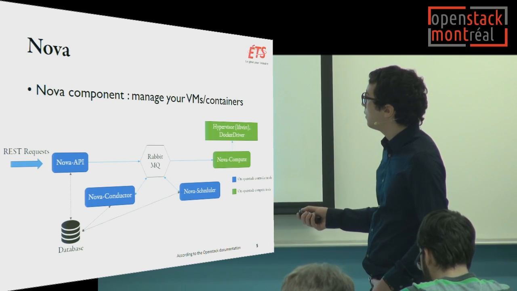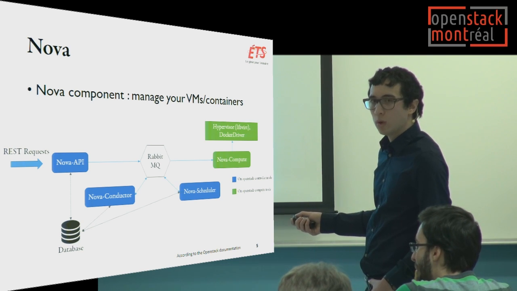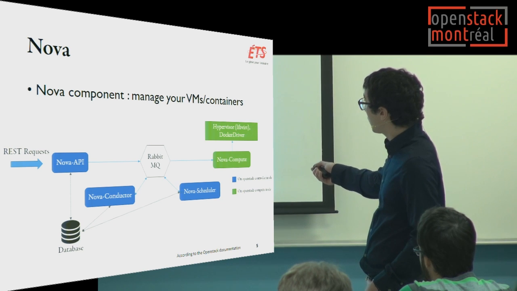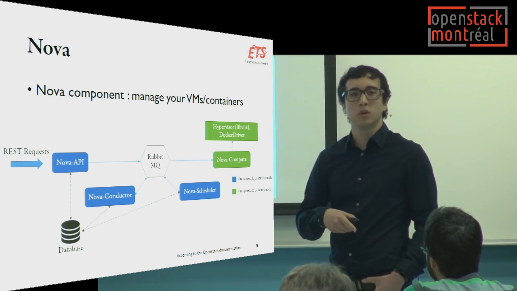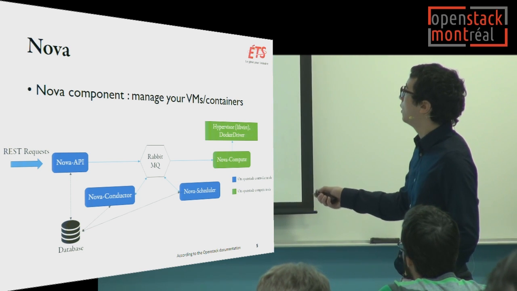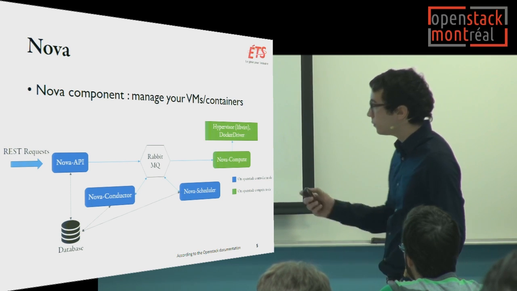And after having this information, the Nova Conductor will send the final request to create the VM to the Nova Compute. It's important to know that the Nova Compute service is on the compute node, not on the controller node. So those services run on the controller nodes, and this service runs on compute nodes, different machines.